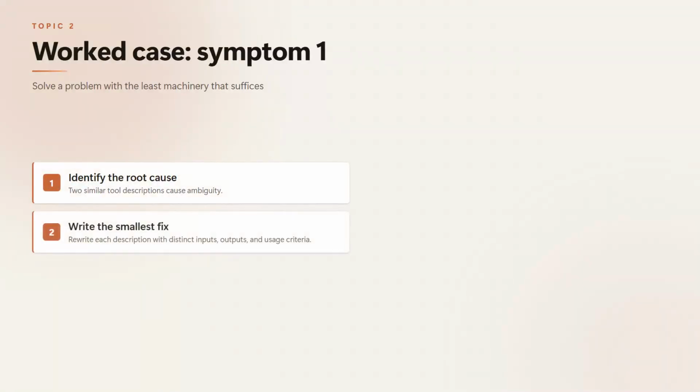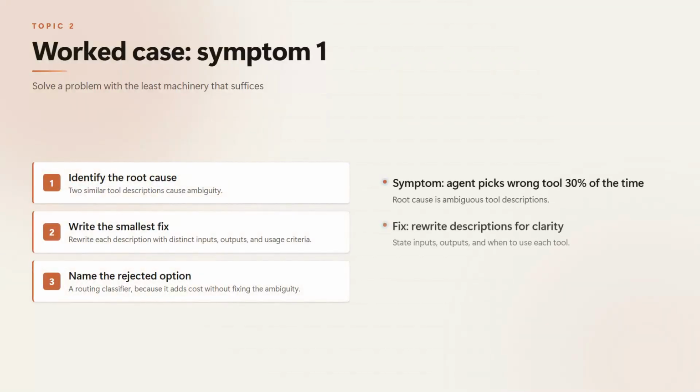Let us work through symptom 1. The agent picks the wrong one of two similar tools about a third of the time. The root cause is not a lack of intelligence, it is ambiguous tool descriptions. The smallest fix is to rewrite those descriptions so each states its inputs, outputs, and when to use it rather than the other. The over-engineered option you reject is a routing classifier in front of the model. Why does it lose? Because it adds a whole new component, with its own cost and latency, to solve a problem that clearer language already solves. It bypasses the language understanding you are already paying for. The other three symptoms follow the same pattern, and you can find them in the document.